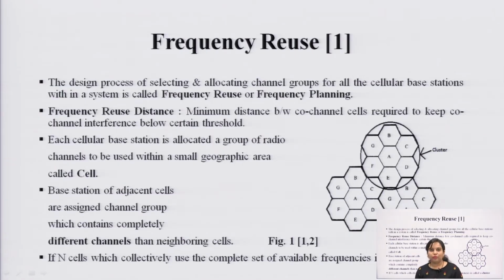Now we are heading towards the frequency reuse concept. What are the different cells which are using the same set of frequencies? It has to be calculated by a formula. The design process of selecting and allocating channel groups for all the cellular base stations within a system is known as frequency reuse or frequency planning, which means the combination of cells will make up a cluster, and each cluster is using the same set of frequencies. How many times the cluster has to be repeated will calculate the capacity of the system, which is denoted by C. C is equal to MKN.